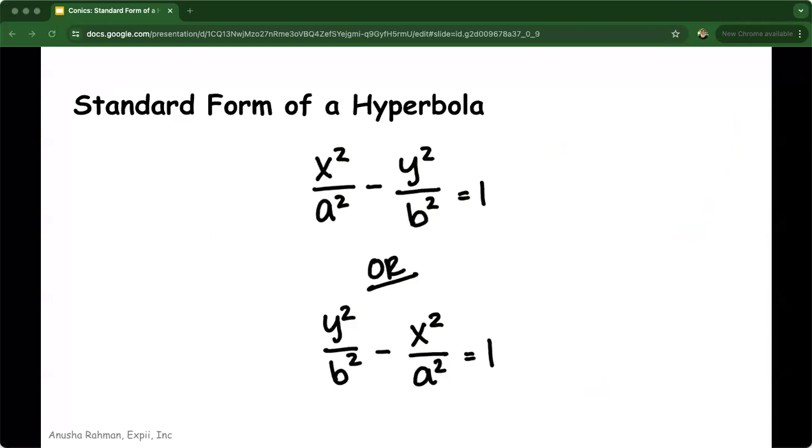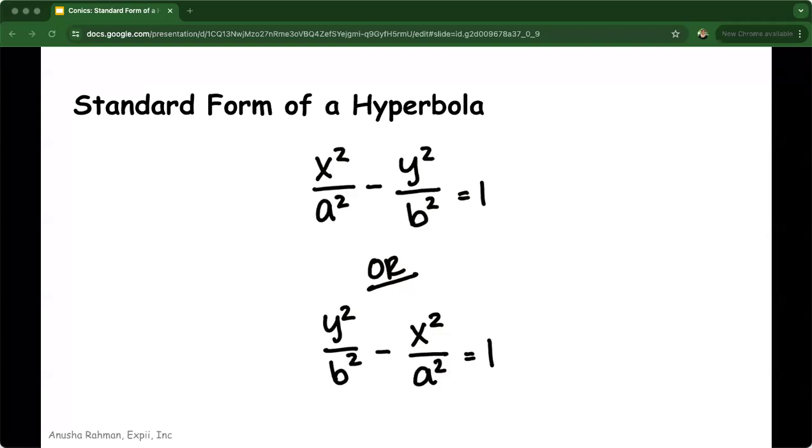The standard form of a hyperbola centered at the origin in a Cartesian coordinate system is given by x squared over a squared minus y squared over b squared equals 1, or y squared over b squared minus x squared over a squared equals 1. Depending on whether the major axis of the hyperbola is along the x-axis or the y-axis, the equation takes on one of these two forms.